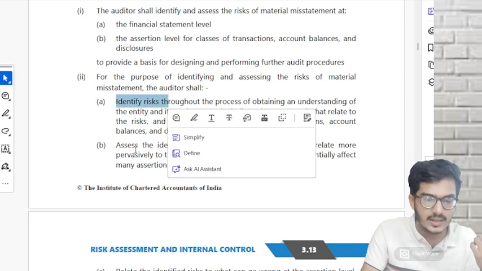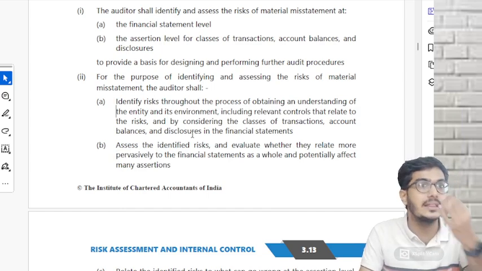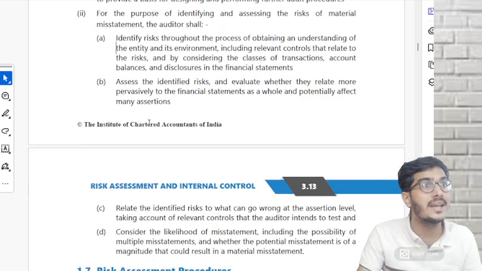Once you identify the risk, then you have to assess the risk. Assess the risk as the impact of those ROMM on your P&L and balance sheet. How big is that misstatement?